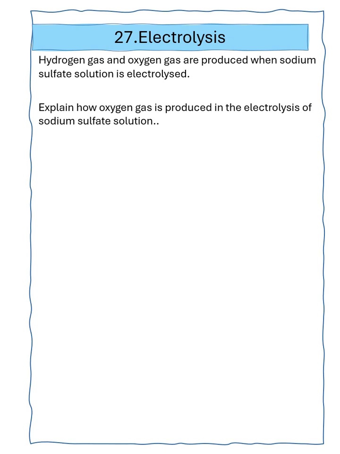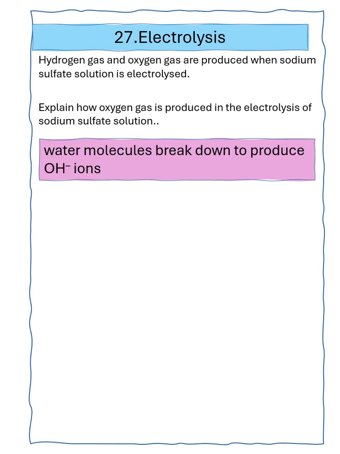So that will form the ions of H plus and OH negative ions. So the OH negative ions are what form the oxygen gas. So they're negative, so they'll be attracted to the positive electrode. So first thing we can say is that water molecules break down to produce OH minus ions.